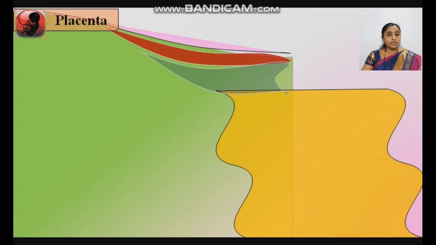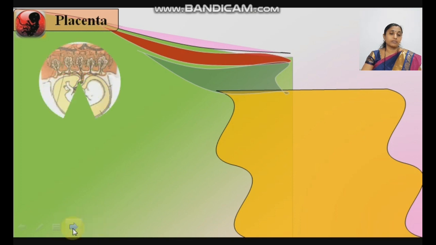Now we must know about the placenta. When is the placenta formed? At the start of the 4th month of pregnancy, at the end of the first trimester, after the 3 months of pregnancy, the placenta is formed. See here, fetus, uterine wall, endometrium wall of the mother, fetus which is present in the amniotic sac.